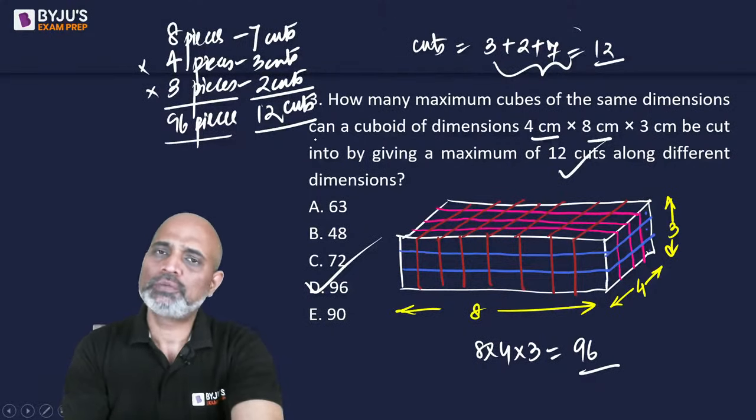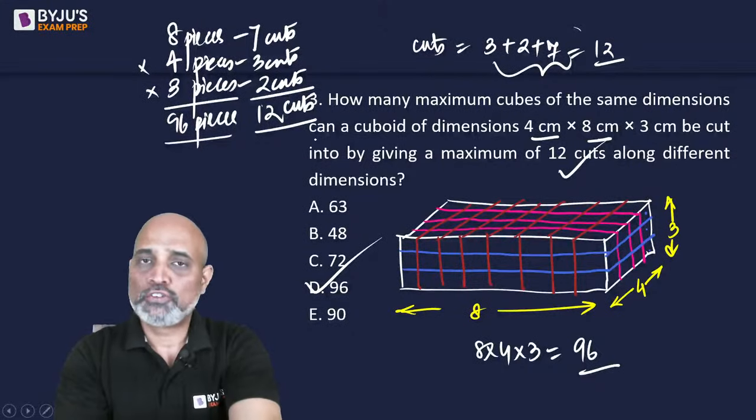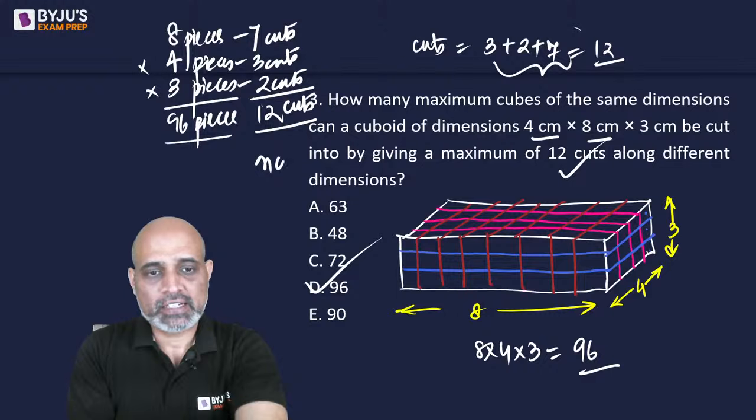यही use करना है आपको हर बार when you have a cuboid. When you have a cube, then you make equal number of cuts, as in 4, 4, 4. 4, 4, 4 cut करोगे तो 5, 5, 5 pieces आएंगे. So if you have n cuts, you are going to have n plus 1 pieces हर बार. ठीक है?